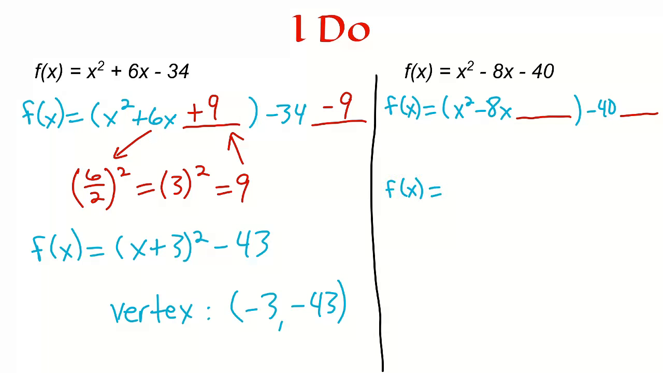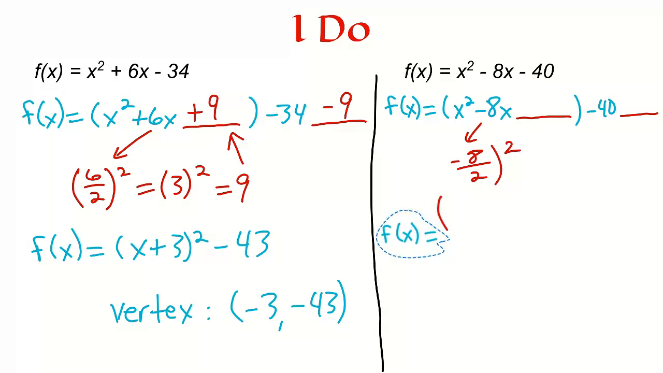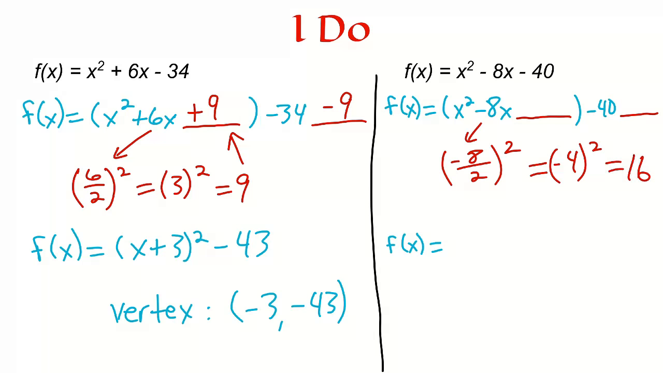We're going to take this negative 8. So notice that this time it's a negative 8. And we're going to divide it by 2, then square it. Sorry about that. And so when we divide it by 2, we get negative 4 squared. And then the result is a positive 16. So we add 16 here, which means we have to subtract 16 here.